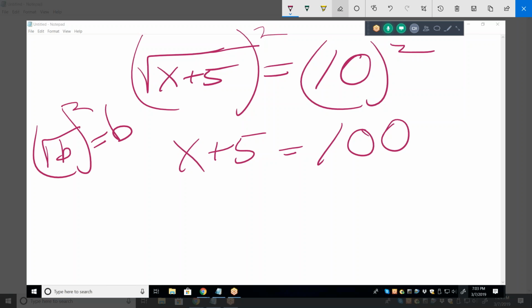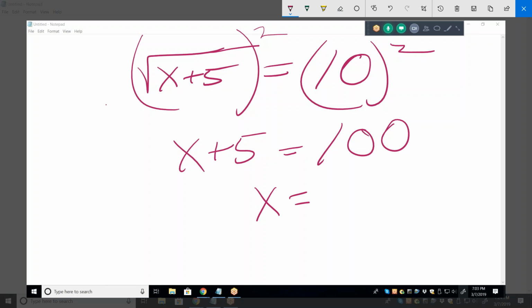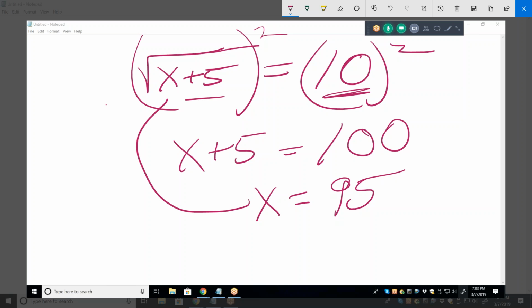Okay? So, what's the next line? If I've got x plus 5 equals 100, you would subtract 5, so x equals 95. And now we check it. We get the square root of 95 plus 5 is indeed 10. So yeah, everything works out. That's a good solution.